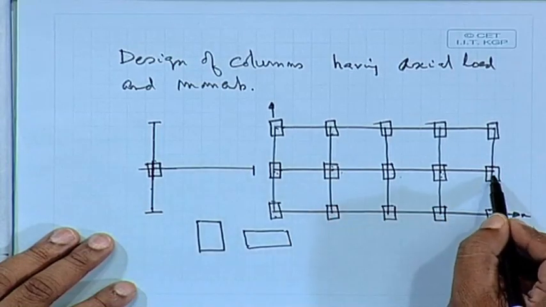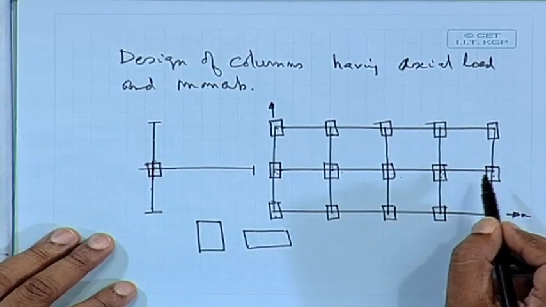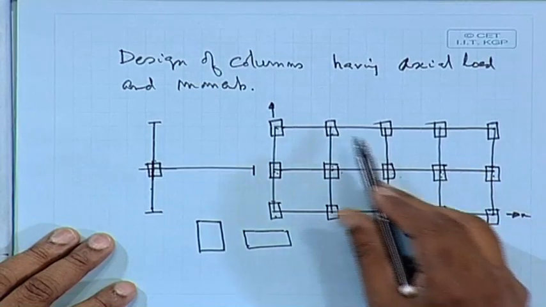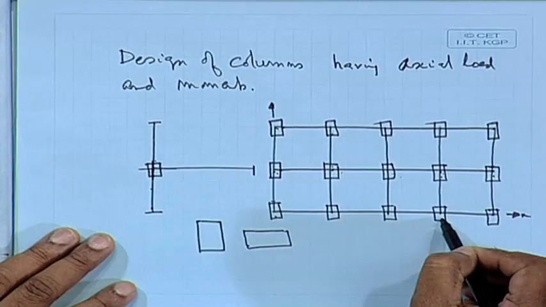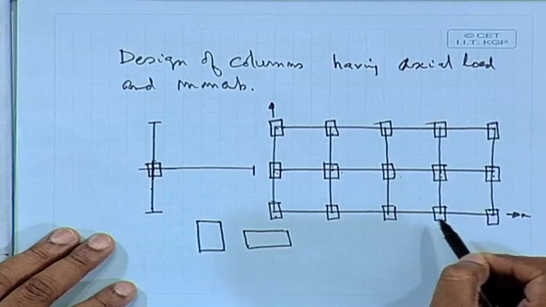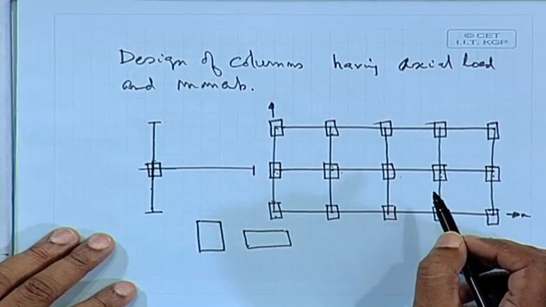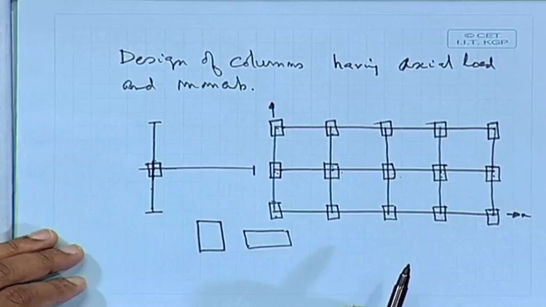This one is bending about one axis, whereas this and this are bending about the other axis. So, that means we have two more cases, one is called uniaxial bending and the other is called biaxial bending. Now, if we consider uniaxial bending and biaxial bending, how many cases do we have?